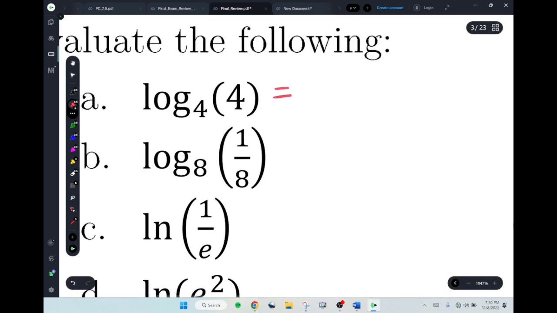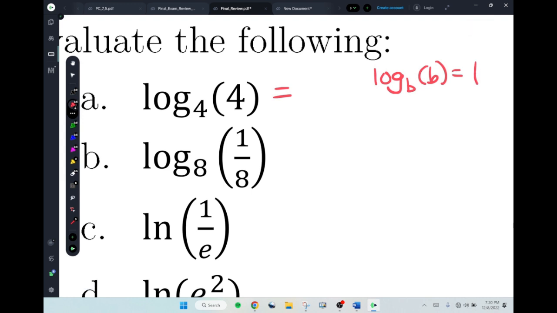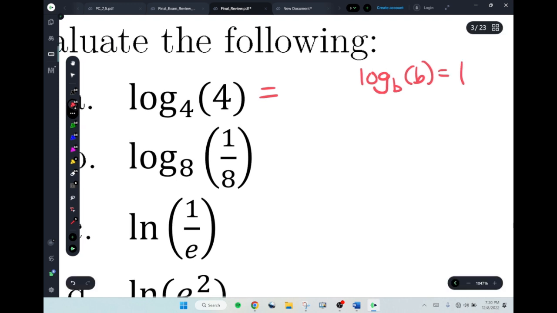Log 4 of 4 is? Oh, shoot. Careful. What do you think? Why do you think 1? Why do you think 2? I'm listening. Why did you think 1 and why did you think 2? What's the rule? Log B of B equals 1? Sure? Sure it's not 2? Okay, so what would be the rule for 2 then? Log B of B squared. There's how we get the 2. There's where the 2 would come in.